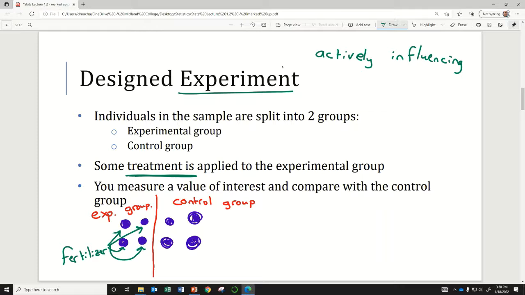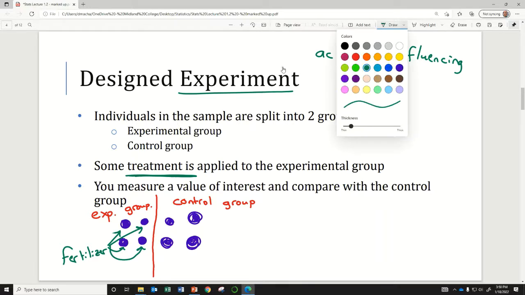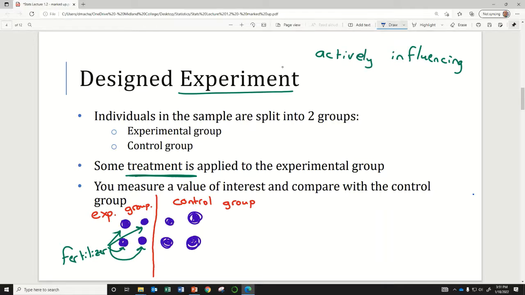At the end of some set period of time, like the end of a growing season, you compare the yields. If you compare the yields of the experimental group to the control group and you find that there's no change, then maybe that fertilizer wasn't so great. If you find that the experimental group did better than the control group, then you actually have a good fertilizer candidate.